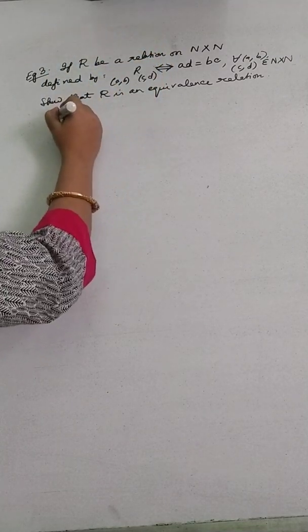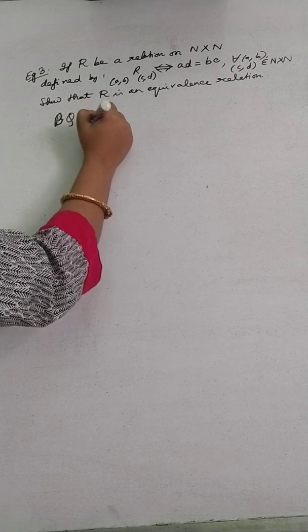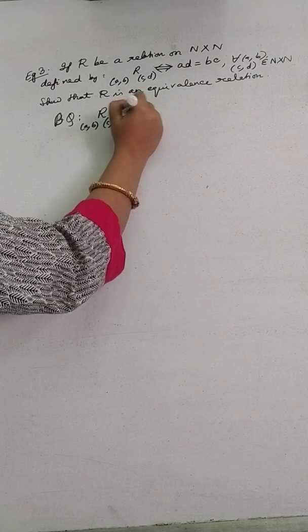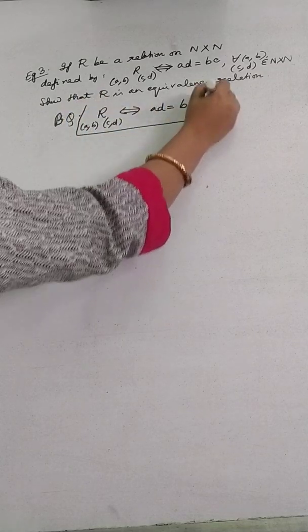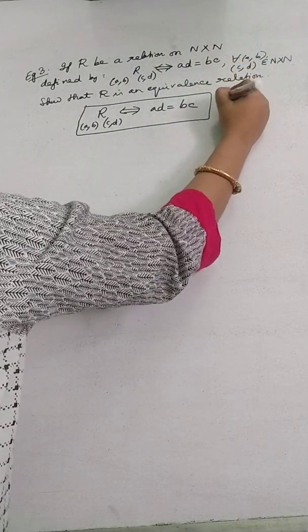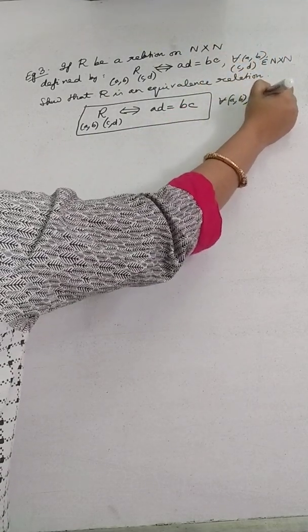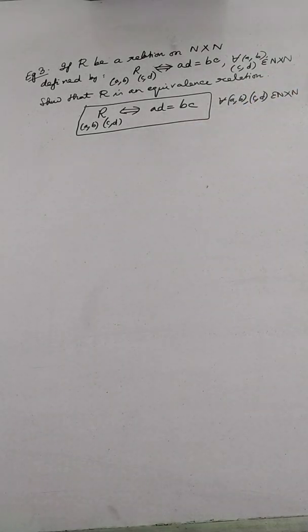Another similar example now. If R is a relation on N by N defined by the pair AB related to CD by the equation AD is equal to BC. I'll write it as given in the question. The relation R, between AB and CD, is given by AD is equal to BC. I will write this and highlight it so that I don't have to search for it again, because I will rub this up later, for all ordered pairs AB, CD which belong to N by N. So this is the relation that is given in the question.